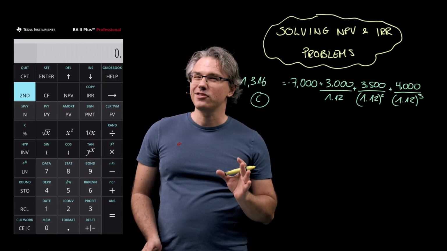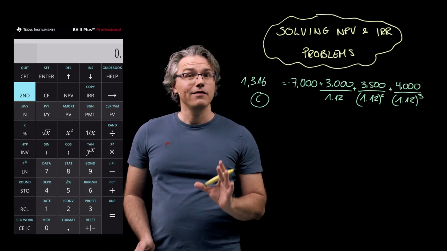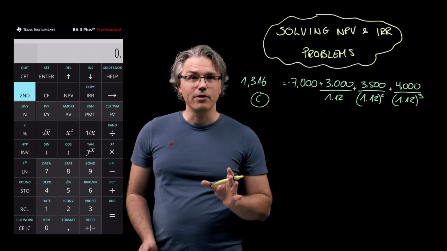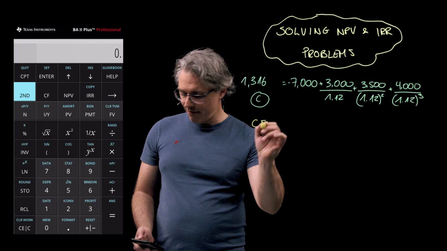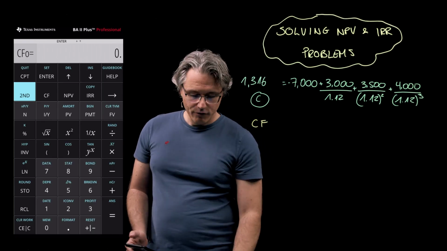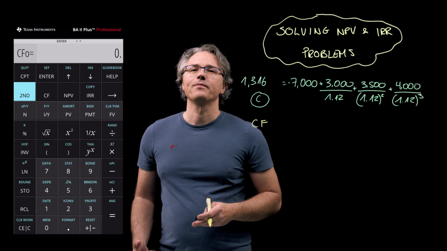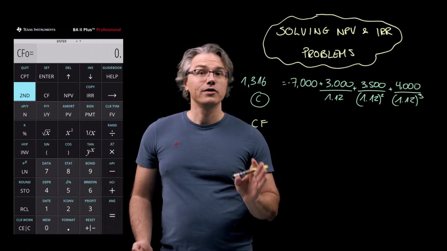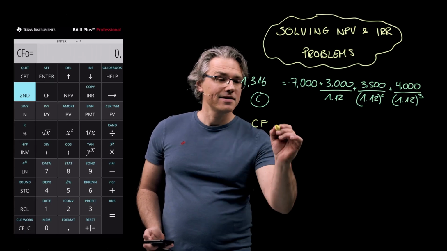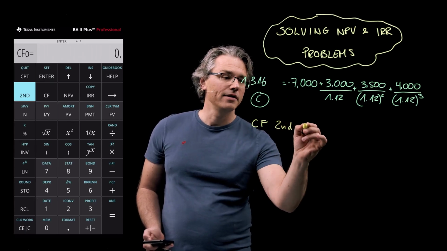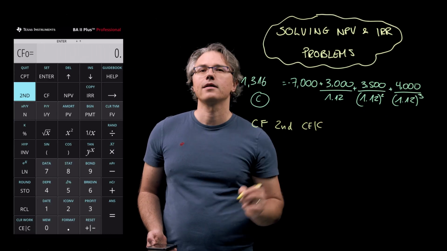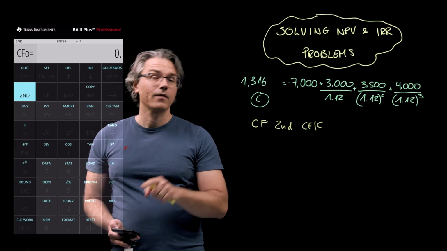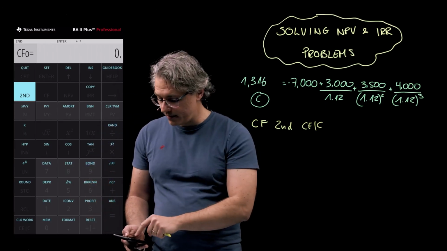This may take just a few seconds longer, but it gives you a lot more control over what you are doing. You access the worksheet by pressing the CF key, which is sitting right next to the second key. Now, before we go any further, let's make sure to clear the worksheet by pressing second followed by the CE/C key in the bottom left-hand corner of your calculator keys.